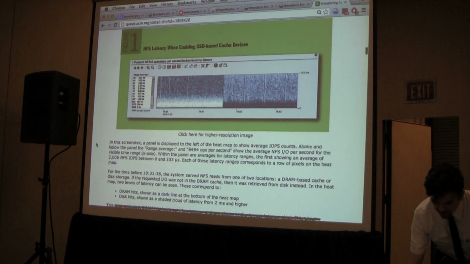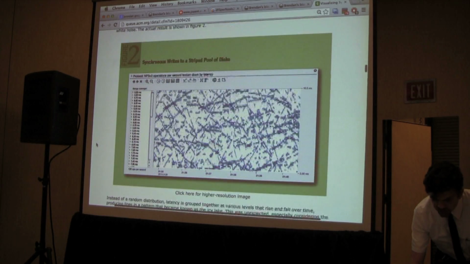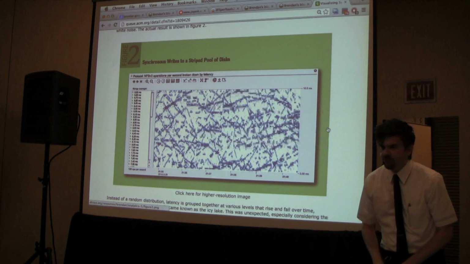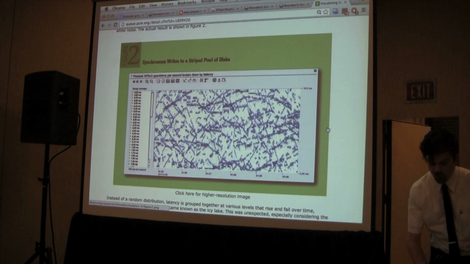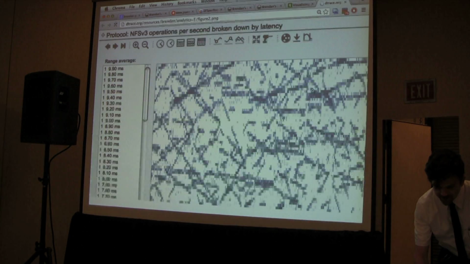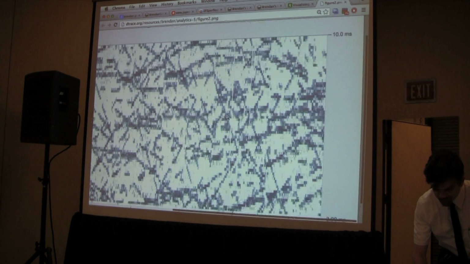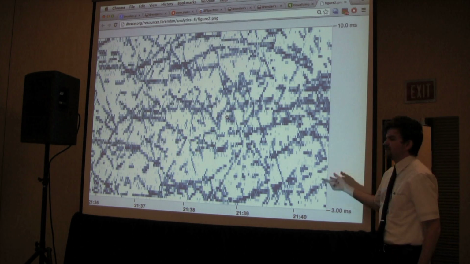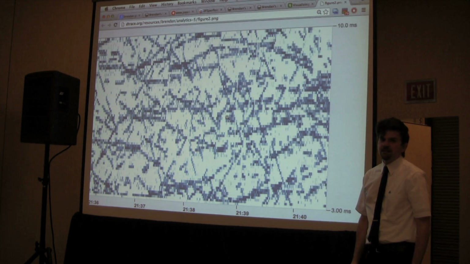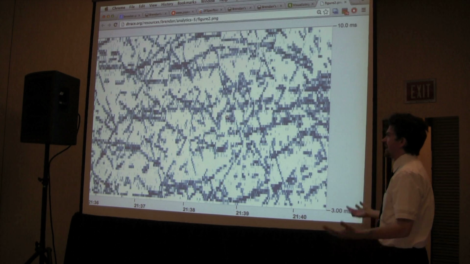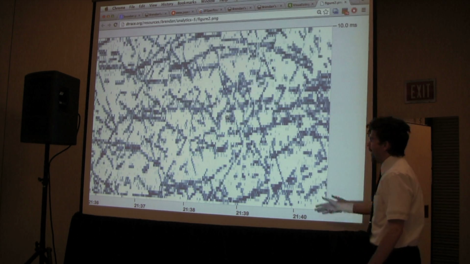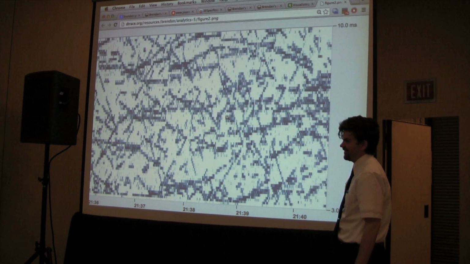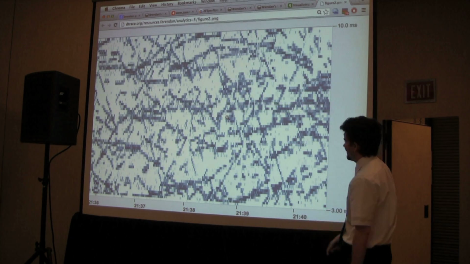I did this article a few years ago in ACMQ where I showed heat maps of real disk workloads, and often they were pretty insane. This is a heat map, 0 to 10 milliseconds of synchronous writes to disks. And you actually have lots of different modes. You figure out where all the dark matter is.